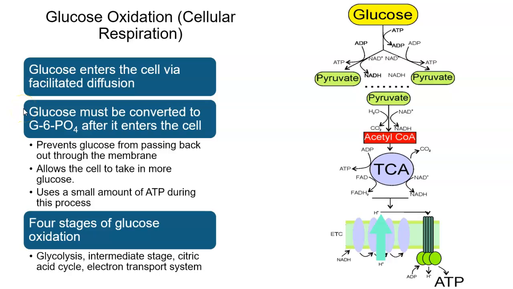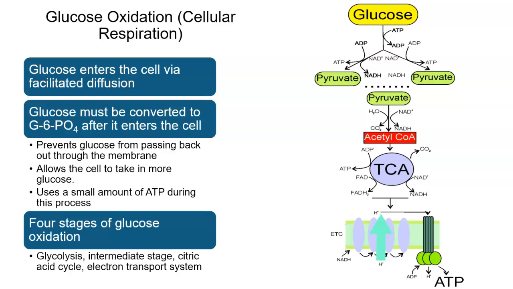So we're going to take this step by step, guys. And trust me, again, we're not going to cover everything, okay? So we'll start with glucose oxidation. So glucose enters the cell through facilitated diffusion, and then it has to get converted to glucose 6-phosphate after it gets inside the cell. This prevents that glucose from being able to go back out of the cell across the cell membrane. But it also allows the cell to take in even more glucose. So we use a small amount of ATP during this process.